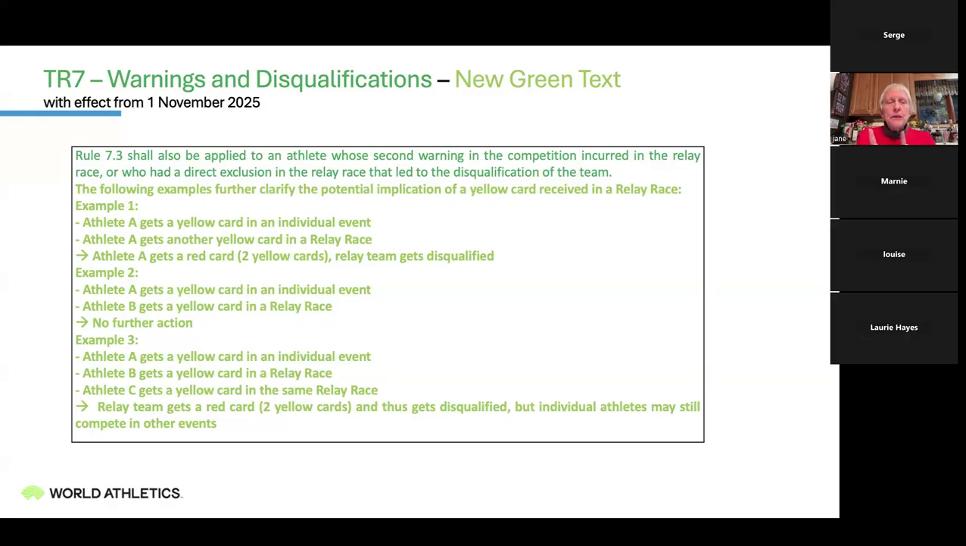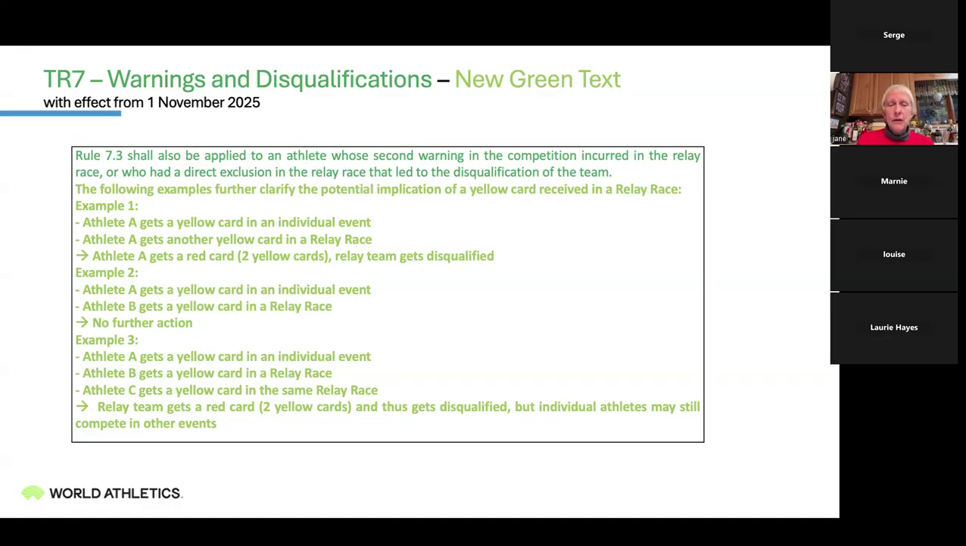So here are some examples. Hold your questions till we go through the three examples, and then let's see if you still have a question. Example one. Athlete A gets a yellow card in an individual event. Athlete A gets another yellow card in a relay race. The result is athlete A gets a red card, as a result of the two yellow cards, and is disqualified. And the relay team gets disqualified. So the athlete cannot continue in the competition, and the relay team gets disqualified.